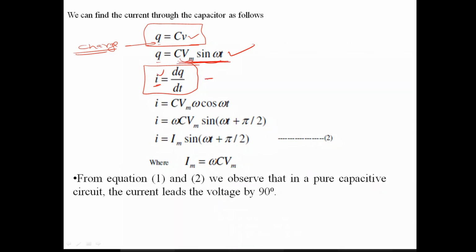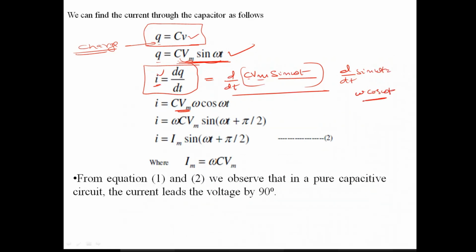You take the derivative of that, that is I is equal to d by dt of C Vm sin omega t. When you take the derivative of this equation, C and Vm are constant, therefore you can take them outside like this. And the derivative of sin omega t is omega into cos omega t. Since you are differentiating with respect to time, omega also becomes a constant for that. And see here, this is that expression. In this expression, these three things are constants.